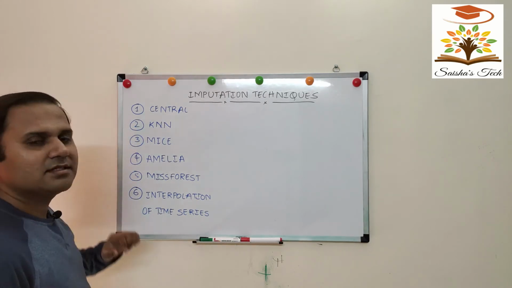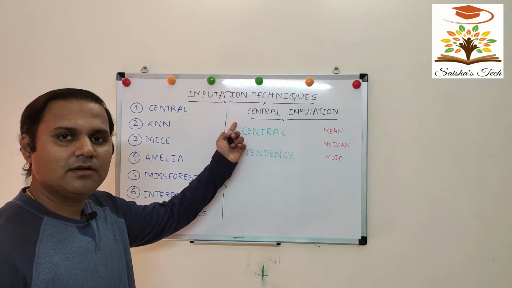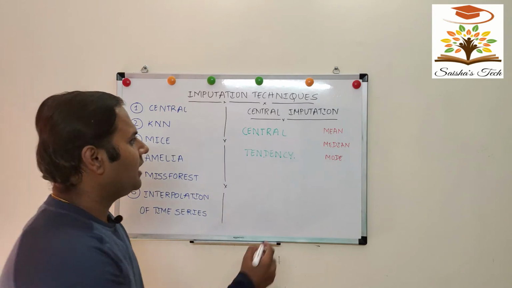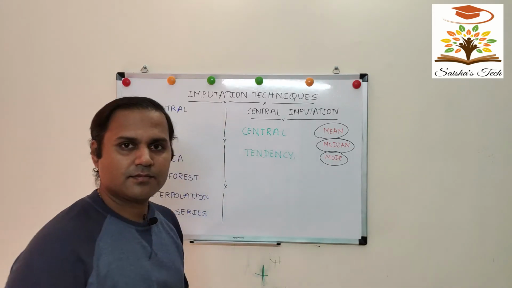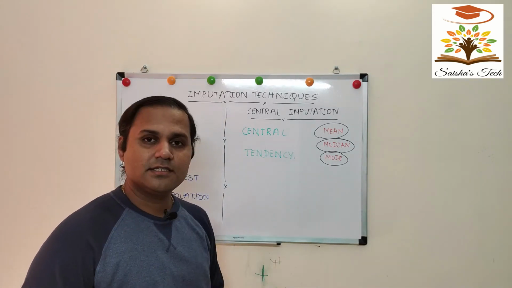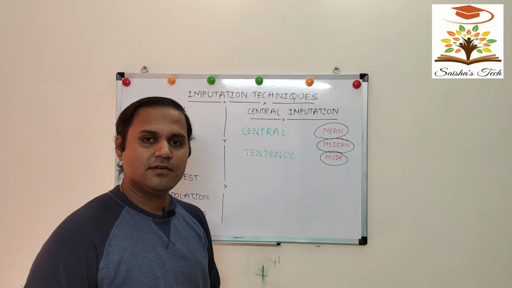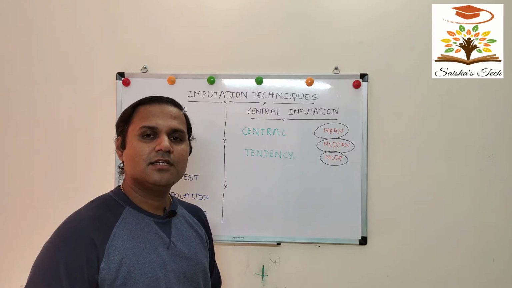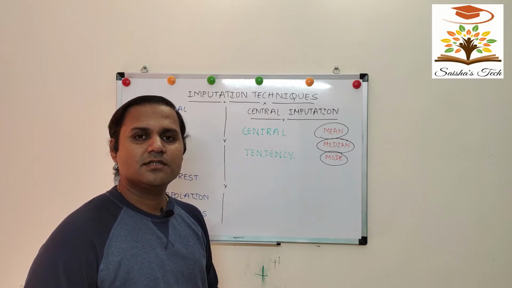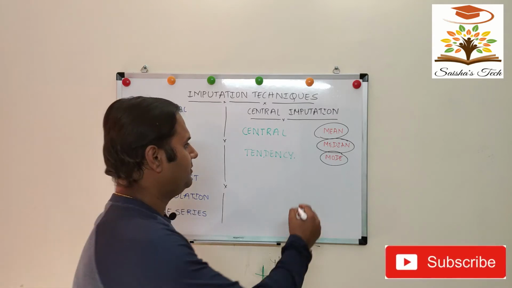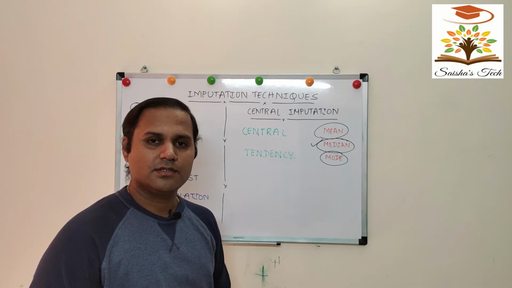Now, let us understand central imputation. Central imputation means imputing any value or a missing value with central tendencies. There are different types of central tendencies: mean, median, and mode. We will understand about the central tendencies in the future videos. The advantage of median over the other central tendencies is that median is not affected by the outliers. Hence, central imputation replaces the NA or the missing values with median. This is how a central tendency imputation works.